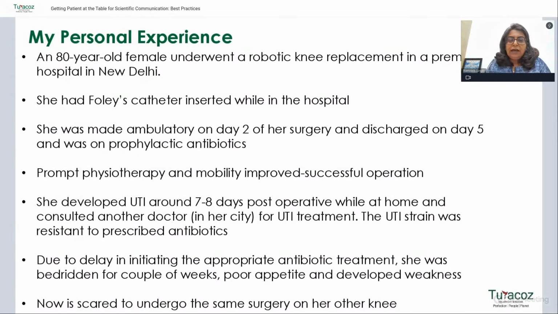I'm going to start with my personal experience, and I'm talking about my mom here. She recently underwent a knee replacement surgery about 2 months back, in one of the premium hospitals in New Delhi. The doctor was very renowned, had many years of experience, and the surgery was a robotic surgery. The patient was made ambulatory on the second day itself. On the second day she was made to walk in the room, on the third day she was climbing the stairs. That successful it was, and she was discharged on day 5 on prophylactic antibiotics.